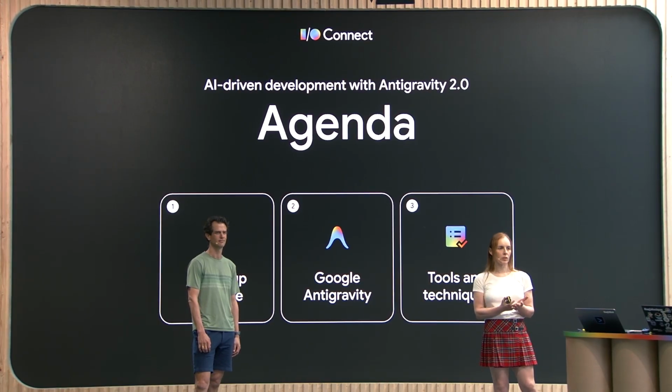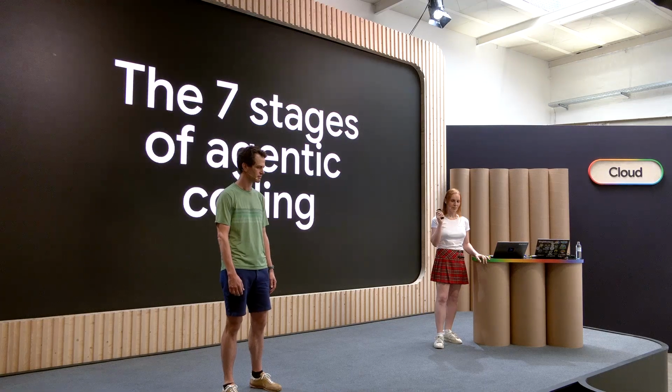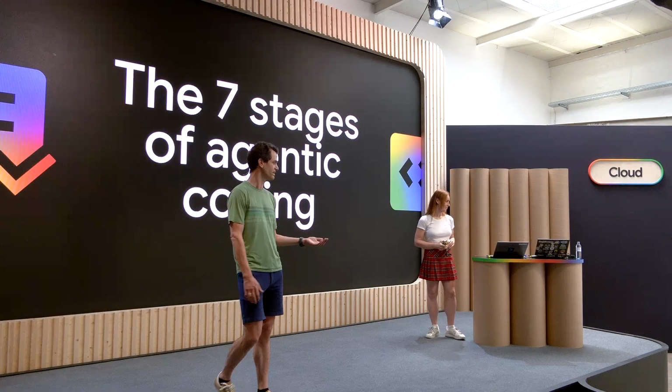Then we're going to cover anti-gravity, which is the big cool thing that we're doing in the development space. And last but not least, we'll discuss tools and techniques you can use and apply to this kind of agents. Off we go. So, 7 stages of agentic coding.